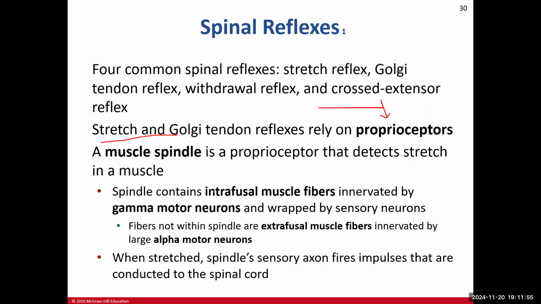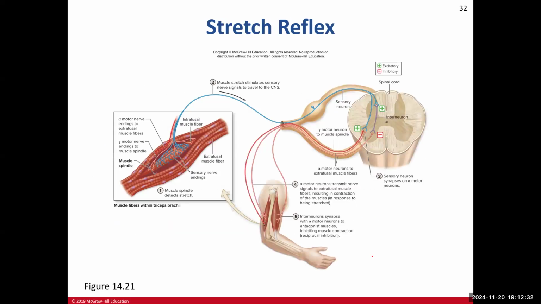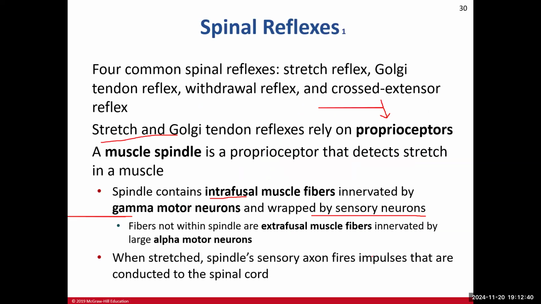So we talk about these intrafusal muscle fibers that are wrapped around with these receptors there that determine what's happening with that muscle. The intrafusal muscle fibers are going to be innervated by gamma motor neurons. And then we wrap them up with our sensory neurons so we know what's happening with those muscle fibers. Are they contracting too much? Are they stretching too much? Then the fibers that aren't in that spindle, the ones outside, are called the extrafusal fibers because they're on the outside. They're going to be innervated, and this is very important, by large alpha motor neurons.